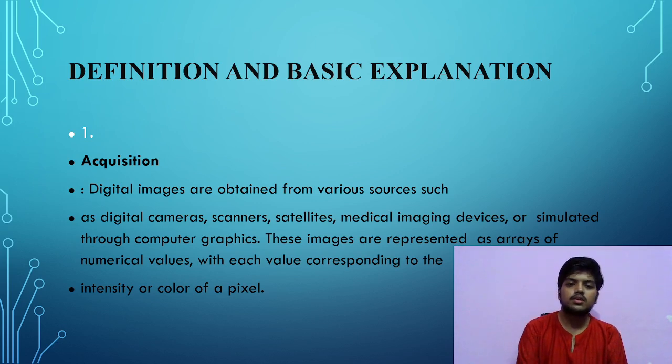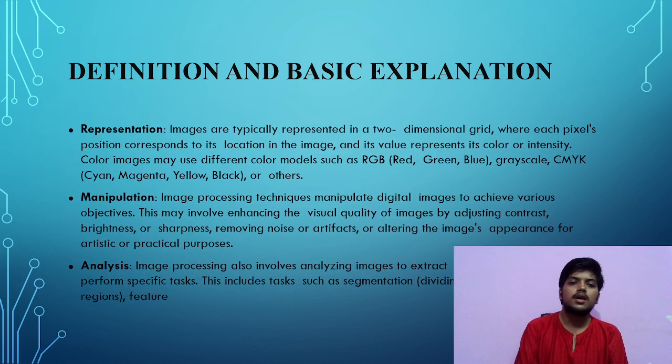Acquisition: digital images are obtained from various sources such as digital cameras, scanners, satellites, medical imaging devices, or simulated through computer graphics. These images are represented as an array of numerical values, with each value corresponding to the intensity or color of a pixel.